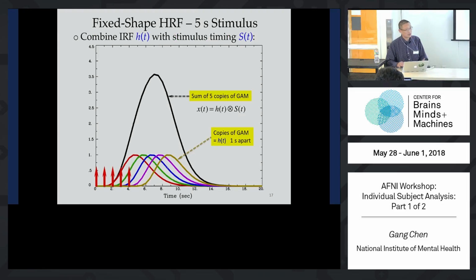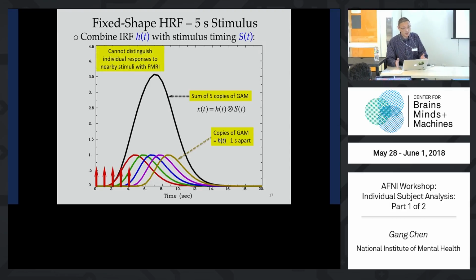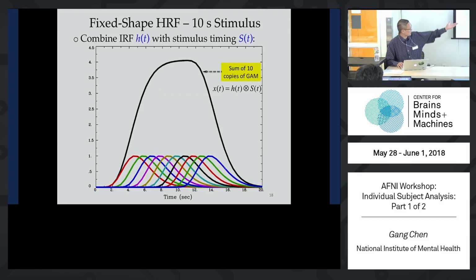That's the basics, supposing you have an instantaneous event. How about if you have a trial that lasts a few seconds? You can conceptualize that as multiple events, with an event at each TR. Then you convolve them, or add them up. That's why there are those five colored curves. You add them up and you end up with this black curve. It's basically the summation of those five copies. So this is a 10-second duration.